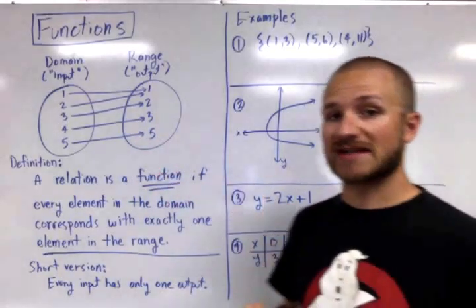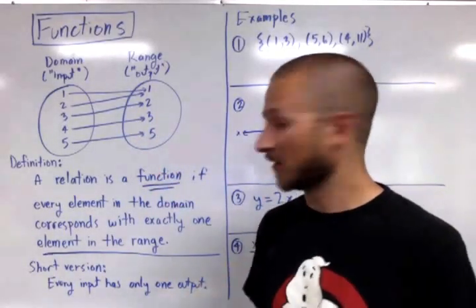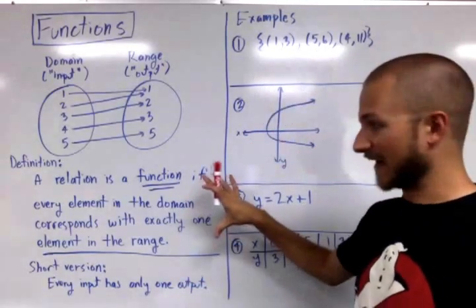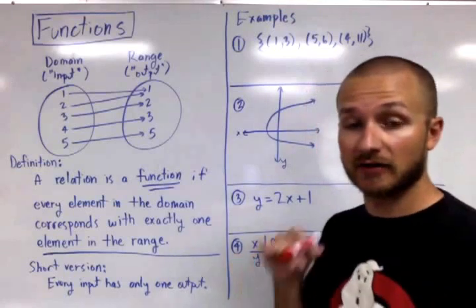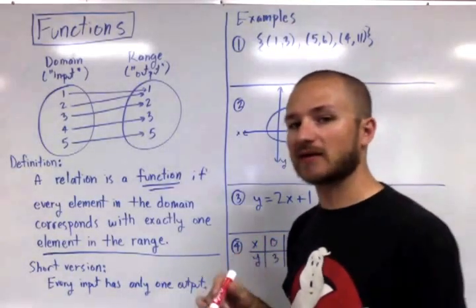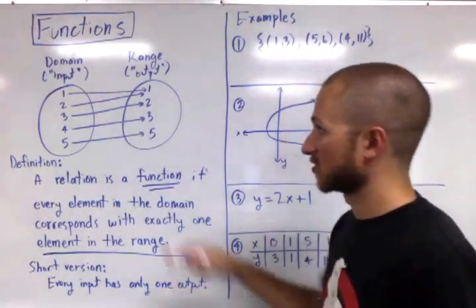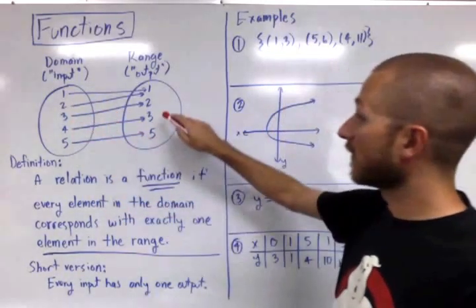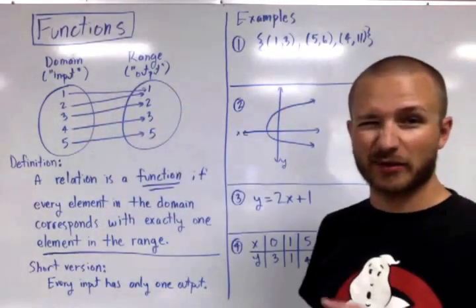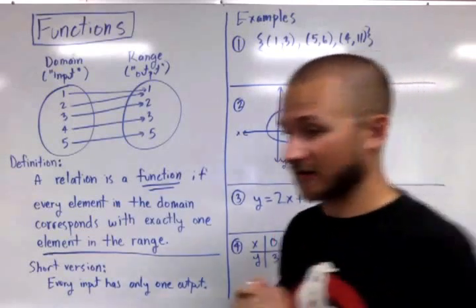Now, a function is a specific type of relation. Here I have the very formal definition. A relation is a function if every element in the domain corresponds with exactly one element in the range. So I take any one of these things, say 3, and there's only one thing it goes to. Now, for example, it doesn't have to be like that.